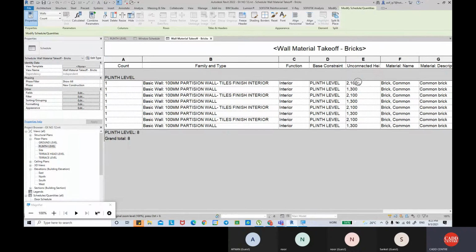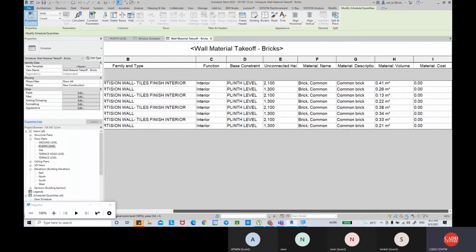Some of the walls are of certain height, some of them are smaller in height as well. They are all made of bricks. Material description is common brick. That's the material volume, and that's the material cost basically. Now the cost column is inputted as 0. That means brick cost has not been provided. We can provide the brick cost also. Supposing if I input 6 rupees cost of brick, you can see now if I input 6 in one cell, it inputs 6 everywhere basically.